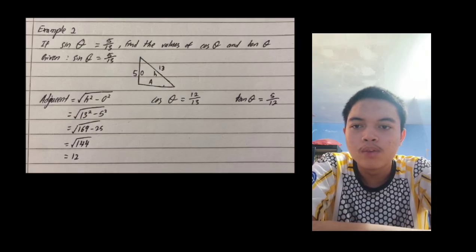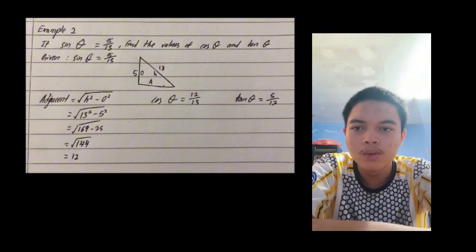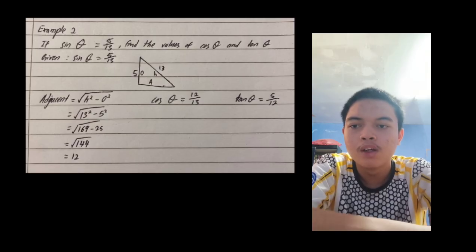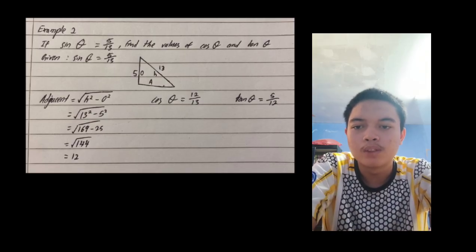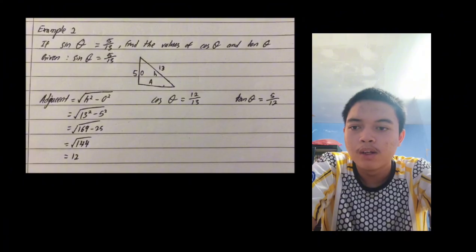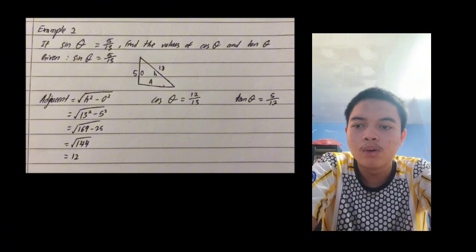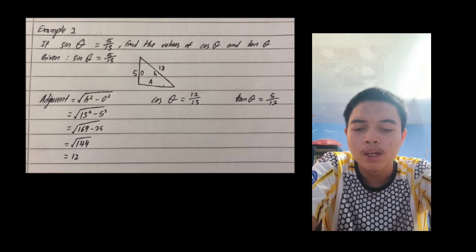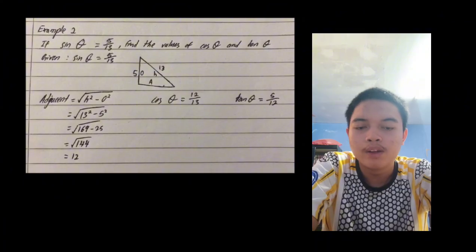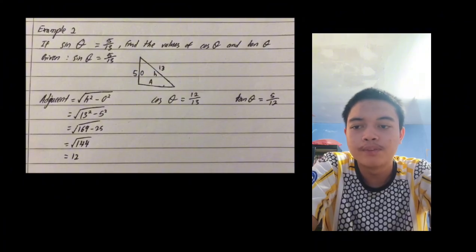Next, we need to find the adjacent side by using the Pythagorean theorem. The formula is adjacent equals the square root of hypotenuse squared minus opposite squared. So, the square root of 13 squared minus 5 squared is equal to the square root of 169 minus 25, which is the square root of 144. Therefore, the adjacent side is 12.